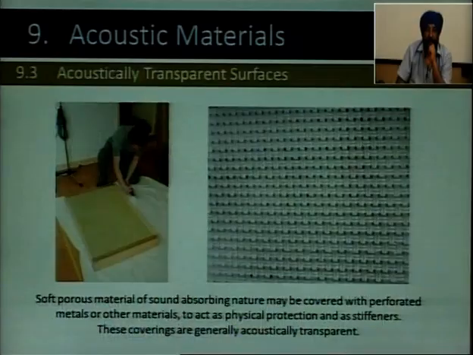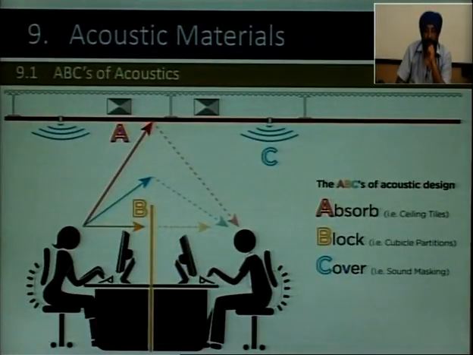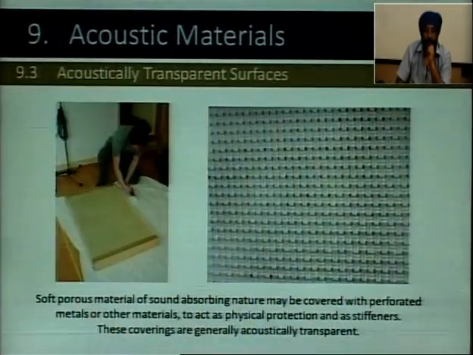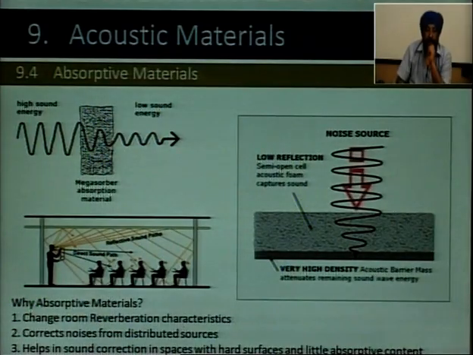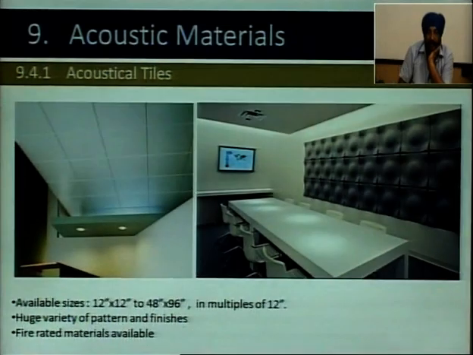If you remember, I told you about the ABC. A stands for absorb. So, now we are moving on to absorptive materials. So, why absorptive materials? They change the room reverberation characteristics, they correct the noise from distributed sources, and they help in sound correction in spaces with hard surfaces and little absorptive content. So, let us see the applications.